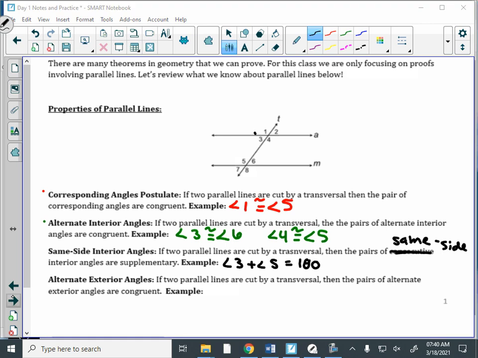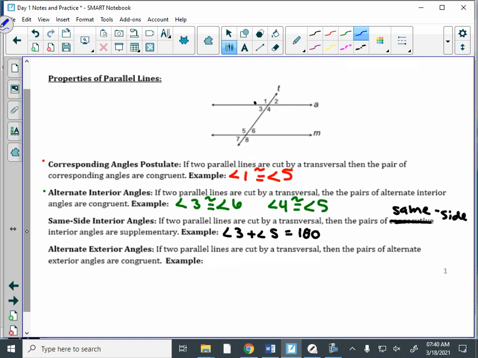And lastly, alternate exterior angles. Those are outside and opposite. So can you give me a pair of exterior angles? Yes, 1 and 8. Perfect. 1 and 8. Very good. And what's the other pair? You just shout it out. 2 and 3.